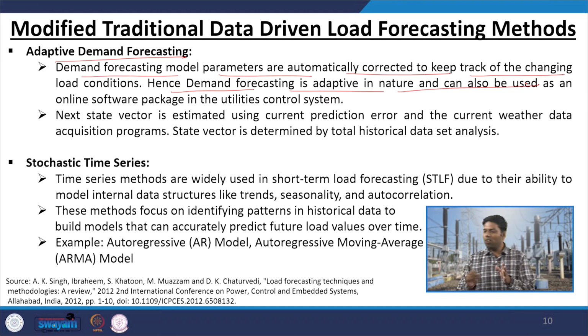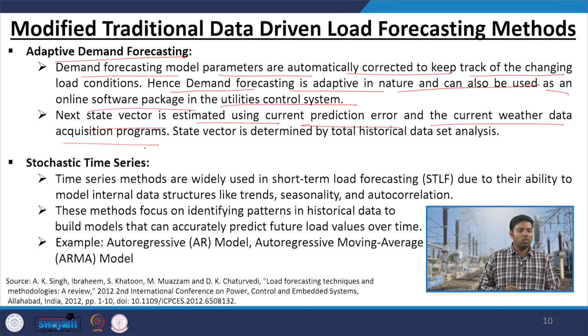Then you need not always train your model from scratch, because it is taking the data, it is predicting, it is seeing what the load pattern is and then taking that as an input to the learning module, and from there it is modifying its training process. So, it works as an online software package in the utilities control system. Next, the state vector is estimated using the current prediction error and the current weather data acquisition program. The state vector is determined by total historical data analysis.